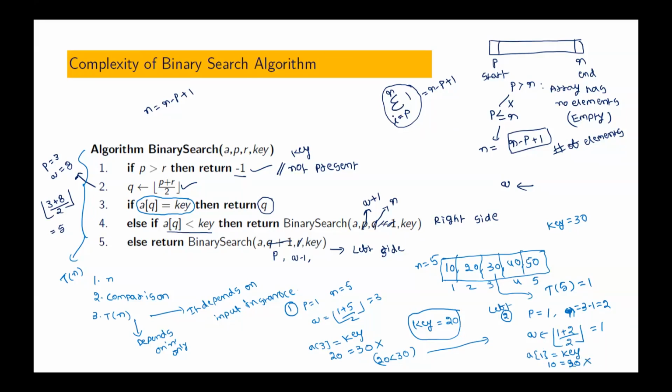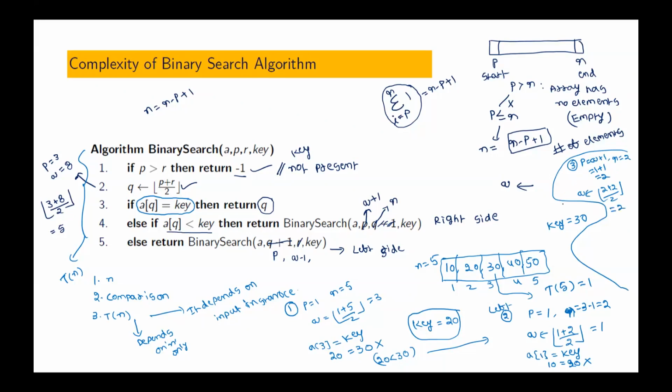This condition fails. So which side are we in now, left side or right side? Right side. Right side means what is the p value? q plus 1, that is 1 plus 1, so p equals 2. R has no change, r equals 2. So p equals 2, r equals 2. What is q? (p plus r) by 2, which is (2 plus 2) by 2. This value is 2.